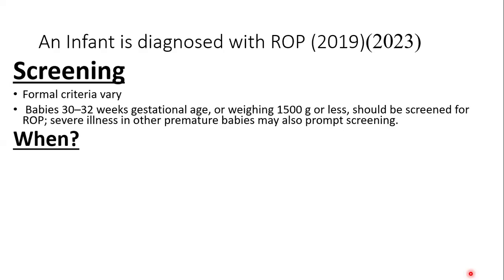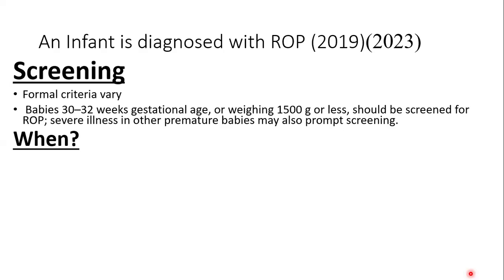Okay, so when do we usually do the screening? As soon as the baby is born, or is there a specific criteria? 4 to 6 weeks after birth. Sir, actually, 31 weeks or 4 weeks later, whichever is later. Exactly. So whether 4 weeks after birth or 31 weeks gestational age, whichever is later.